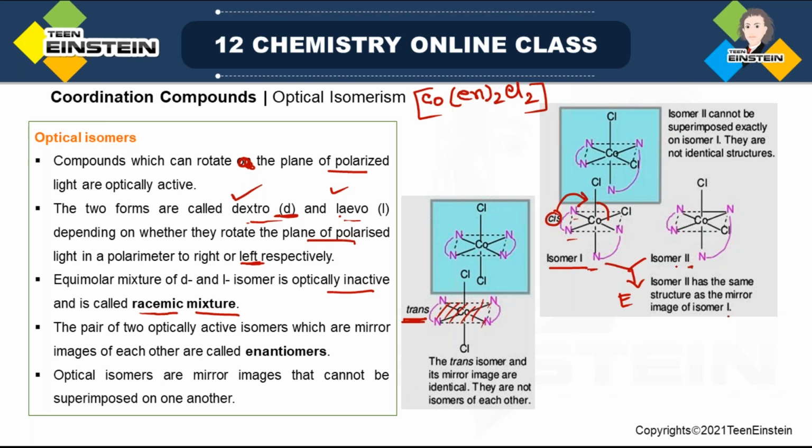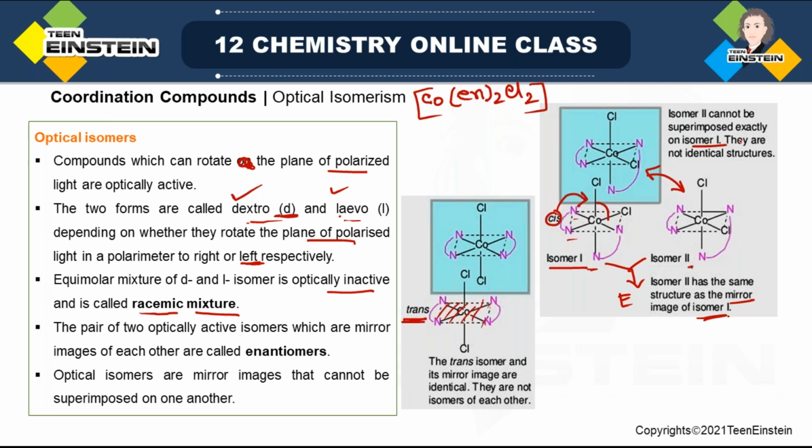Directly it is not looking the same, but when you take its mirror image, these two look the same. Okay, so isomer 2 has the same structure as the mirror image of isomer 1, and also isomer 2 cannot be superimposed exactly on isomer 1. So we cannot say they are identical, but if you do it for trans, you can superimpose. So that is why the cis is optically active, but not the trans one.